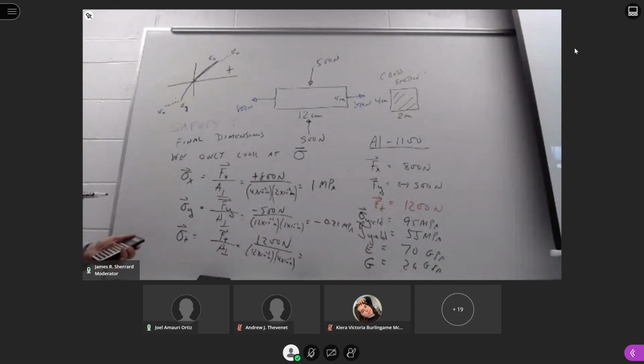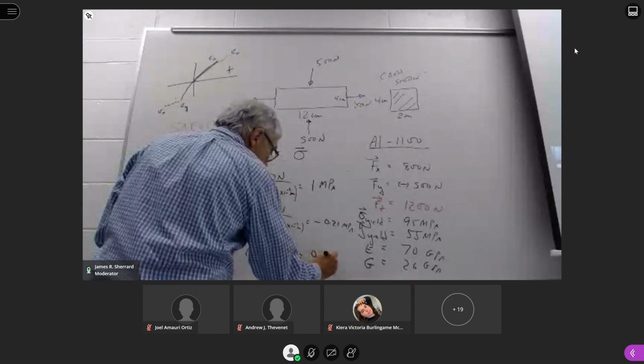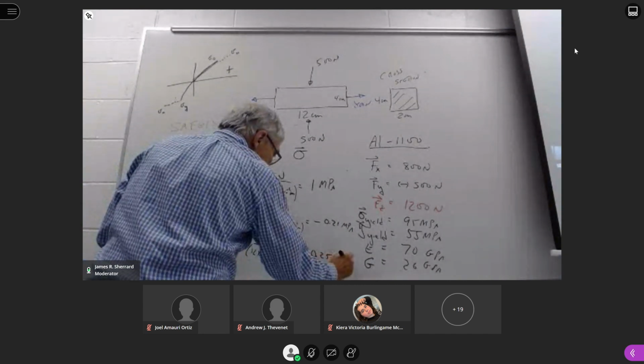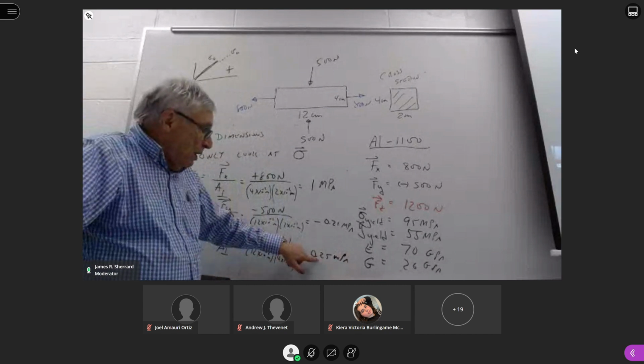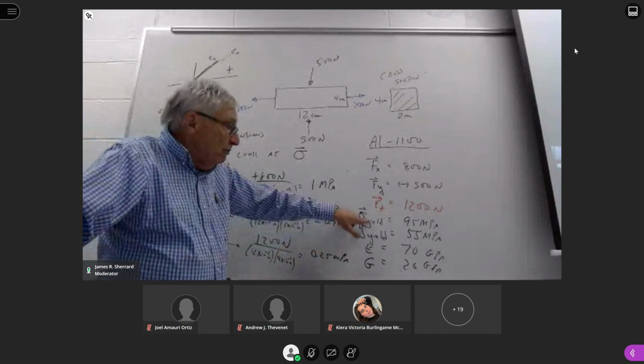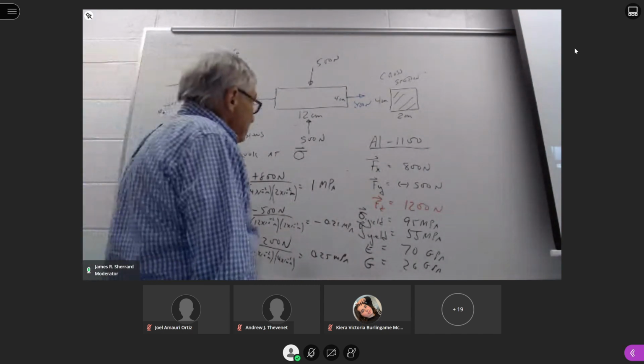I got 0.25 megapascals. Okay. Again, this is positive. We're comparing this number to the yield value, so again, it is very, very safe. Any questions on how we determine the plane stress in each direction, and then how we determine whether it was safe or not? So what I'm going to do is I'm going to save these values.